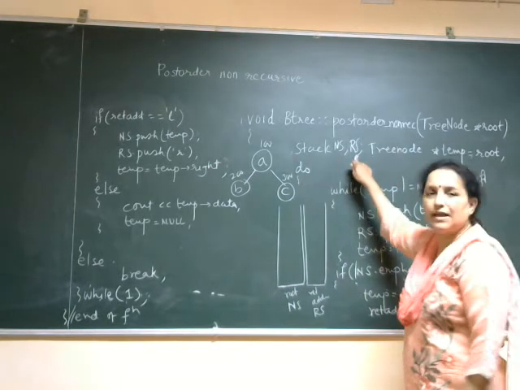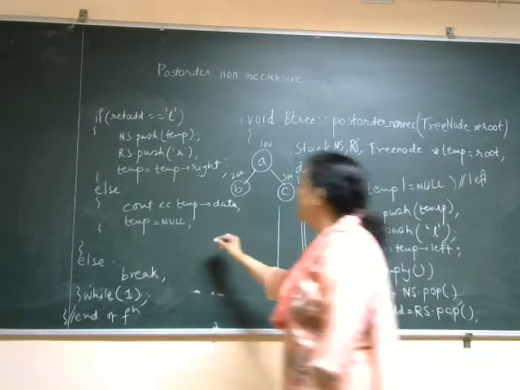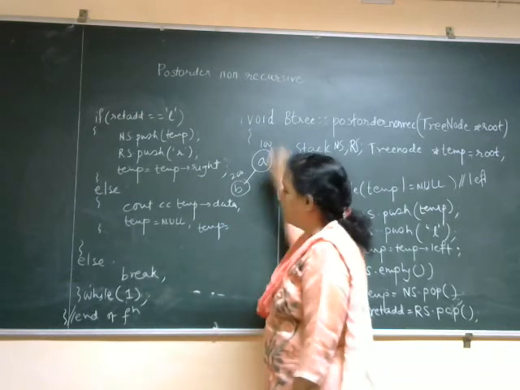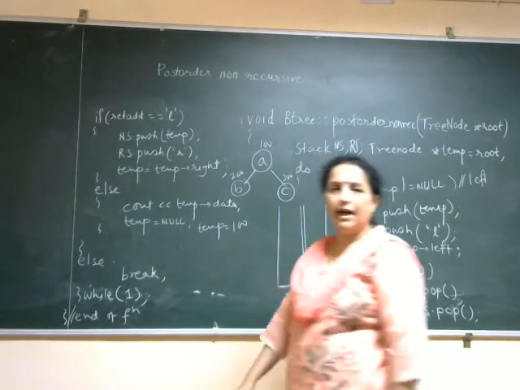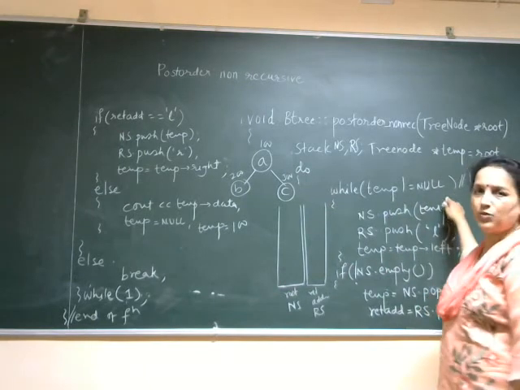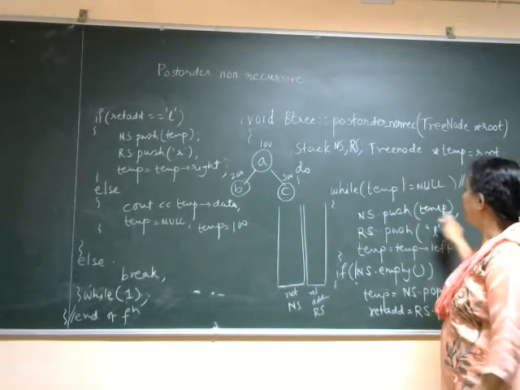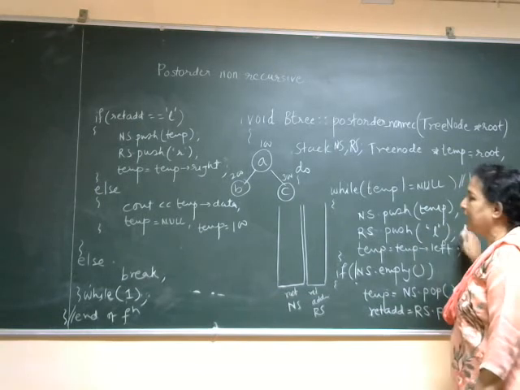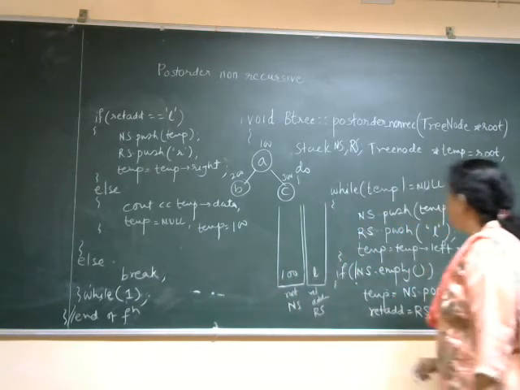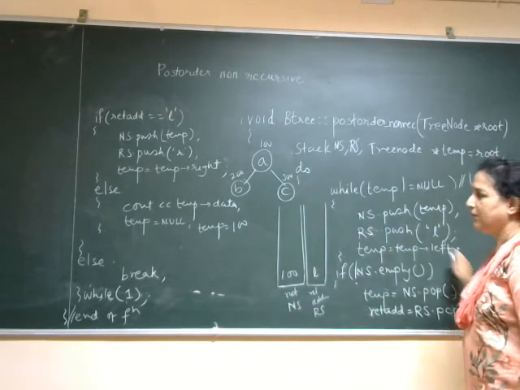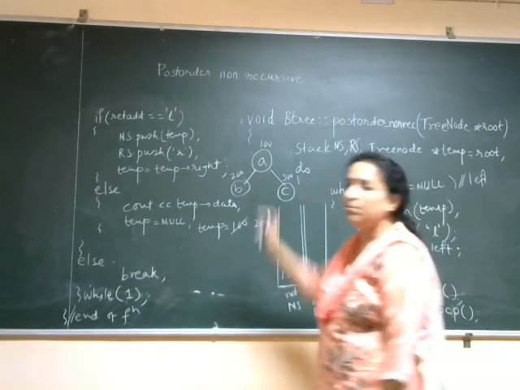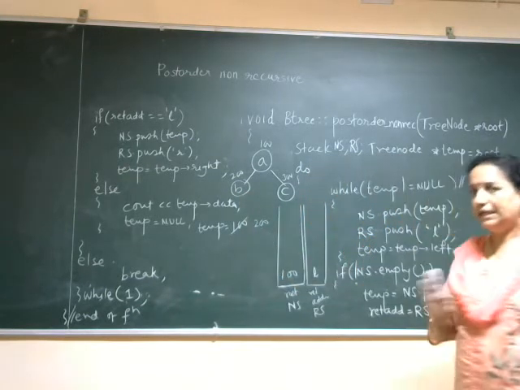Okay? Now first we'll take the stack. So stacks NS and RS are defined. Now we require temp. Now what is the value of temp? Temp is 100. That is the address of the root. Now while temp not equals to none, what should I do? I should push that value inside the stack. So I push 100 with L. Now temp will be temp pointer left. So temp left is what? 200. So it will become 200, and I can say B also. Okay. So I have taken only 3 nodes.